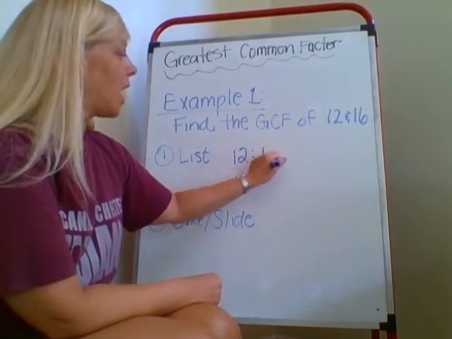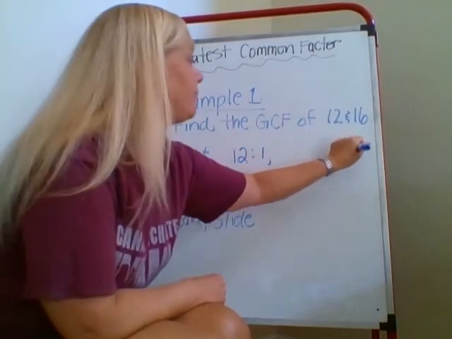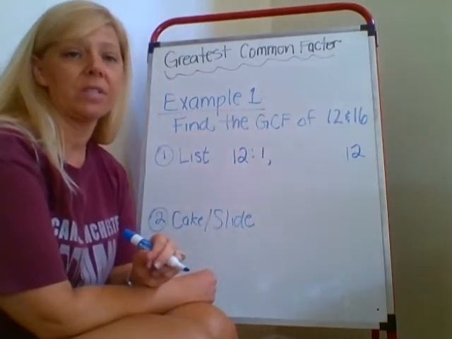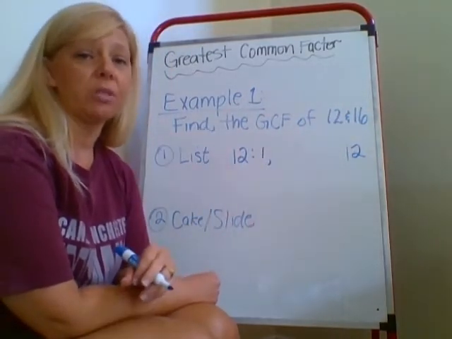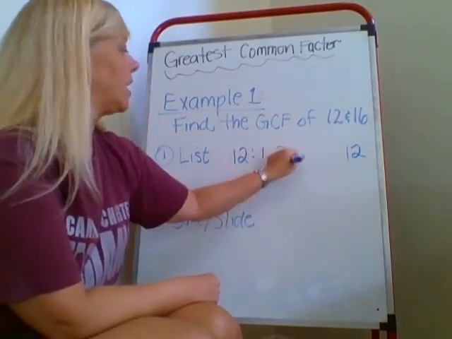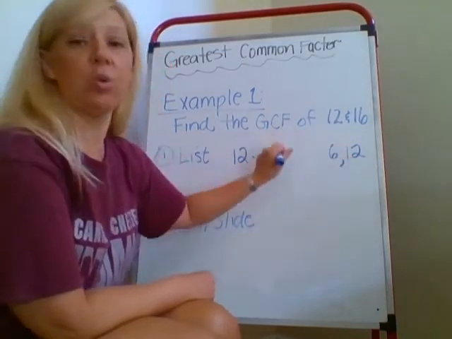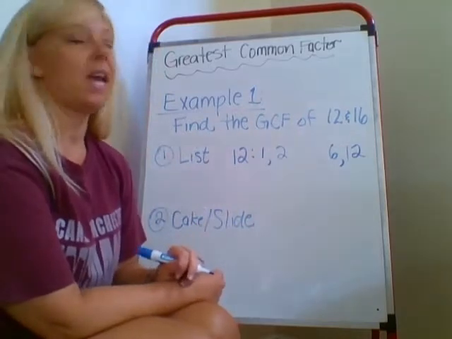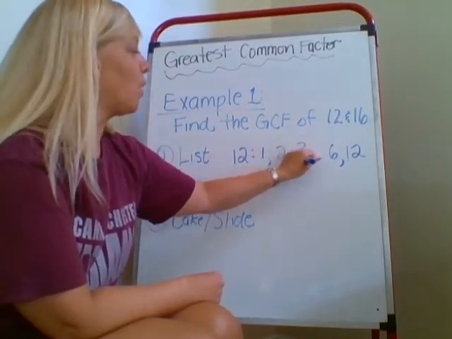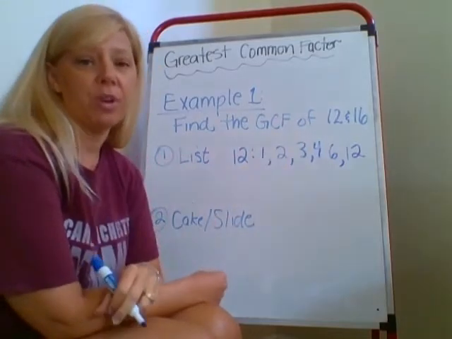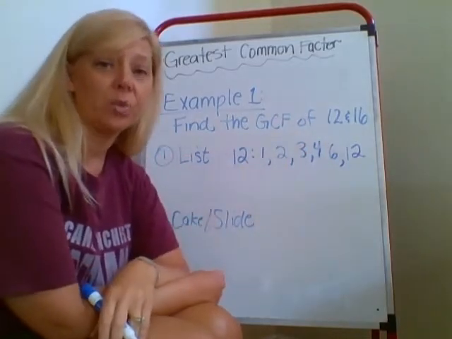So for 12, I can do 1 times 12, and you would make a rainbow with those two numbers. Then 2 goes into 12, and it's 2 times 6, and you would make a rainbow with those two numbers. And then 3 times 4, and you would make a rainbow with those two numbers. And those are all the factors that go into 12.